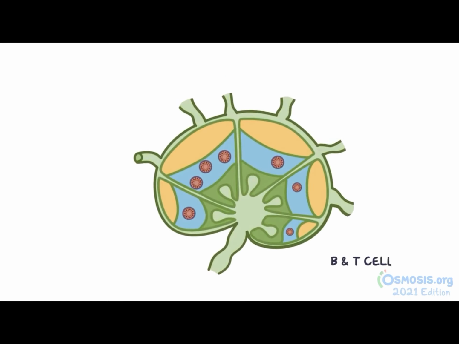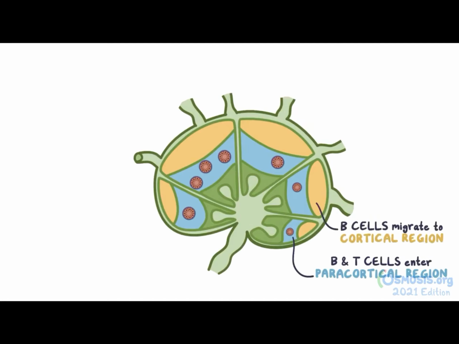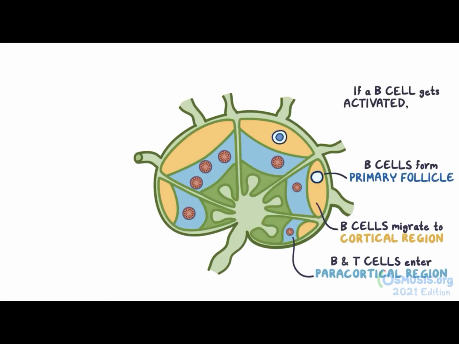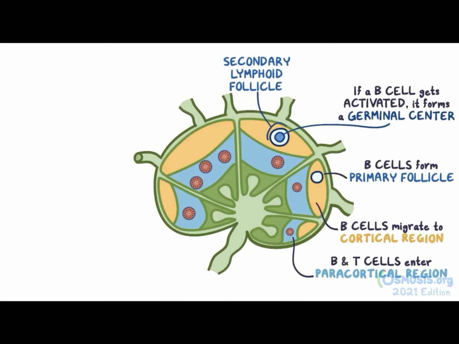When B cells and T cells get into the lymph nodes, they first enter the paracortical region. The T cells stay there, while the B cells migrate to the neighboring cortical region of the lymph node, where they form the primary lymphoid follicles. If a B cell gets activated, it starts replicating within a follicle, and it forms a germinal center. A follicle with a germinal center is called a secondary lymphoid follicle.